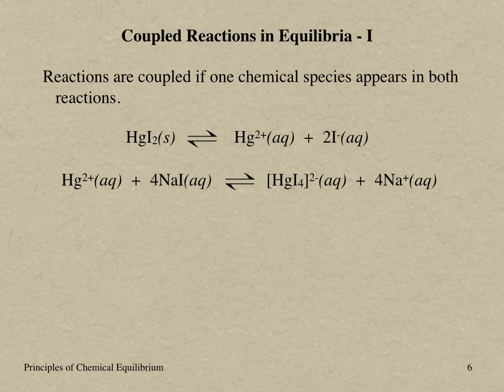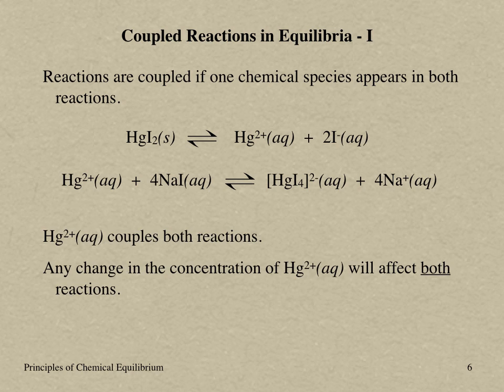Since the second reaction favors the products, it reacts with large amounts of Hg2+. But that means that more solid HgI2 in the first reaction must dissolve to provide the Hg2+ ion in the second one. The net result is that most of the orange HgI2 solid dissolves due to the coupling of these two reactions through the Hg2+ ion.